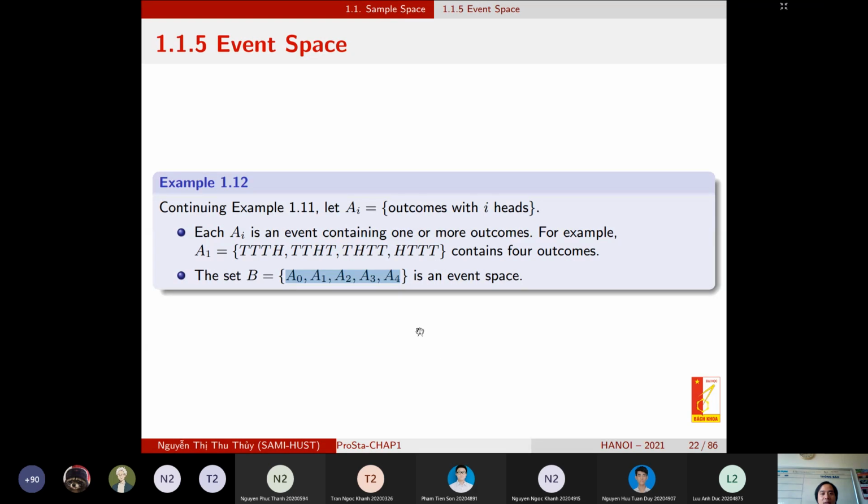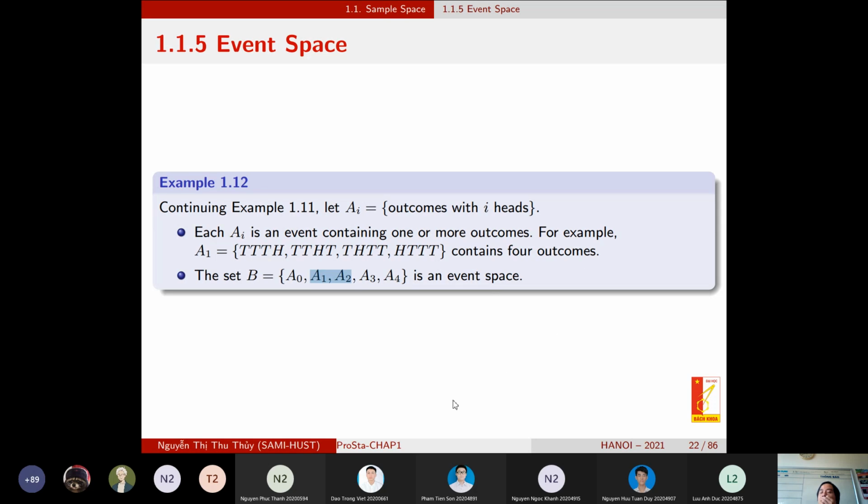Between two events Ai, they don't have any same element. There's no overlap between them. A0 means exactly no head. A1 means exactly one head. So they are mutually exclusive. Similarly for the others. Each pair of them, A0 and A1, A0 and A2, you can easily say that each pair of them is mutually exclusive. That's the first condition.